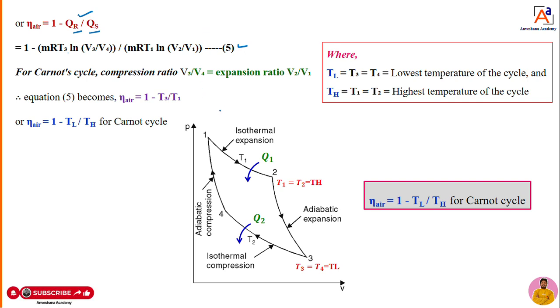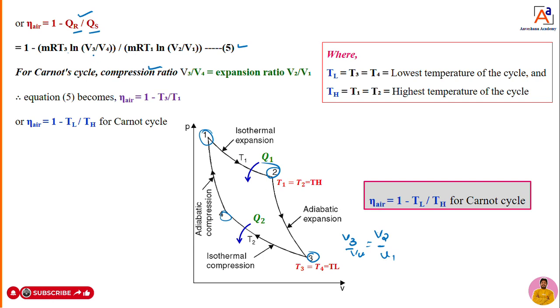But then one condition you have to remember, dear students. For a Carnot cycle, the compression ratio, that is V3 to V4, is nothing but the compression ratio. We can say compression ratio V3 by V4 is equal to expansion ratio. What is the expansion ratio? That is V2 divided by V1. Both will remain the same. That is the one condition you have to remember. So the compression ratio of a Carnot cycle is equal to the expansion ratio. The compression ratio is V3 to V4, the expansion ratio is V2 to V1. Both remain the same.